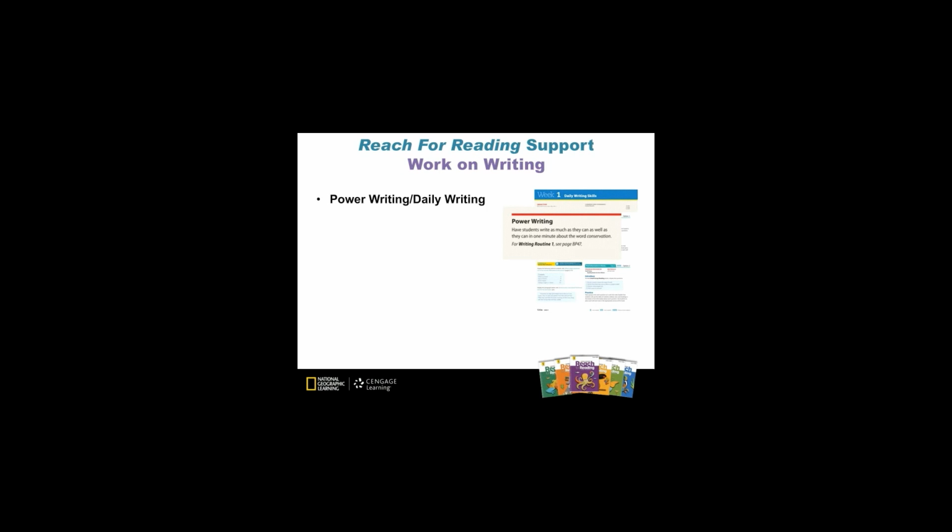Another task in the Daily 5 is Work on Writing. In this section, teachers discuss and model daily writing. The sisters emphasize the importance of giving students choice in writing. Reach for Reading has many supports in this area.